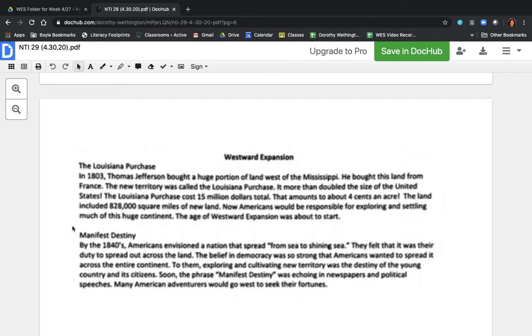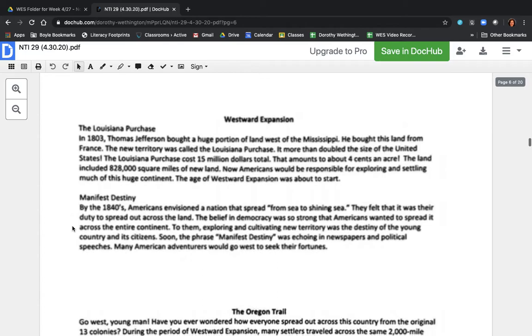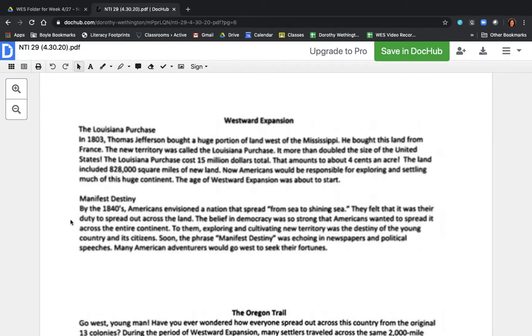That amounts to be about 4 cents an acre. The land included 828,000 square miles of new land. Now, Americans would be responsible for exploring and settling much of this huge continent. The age of westward expansion was about to start. Manifest destiny. By the 1840s, Americans envisioned a nation that spread from sea to shining sea. They felt that it was their duty to spread out across the land. The belief in democracy was so strong that Americans wanted to spread it across the entire continent. To them, exploring and cultivating new territory was the destiny of the young country and its citizens.